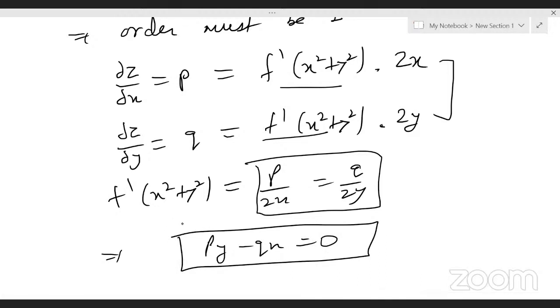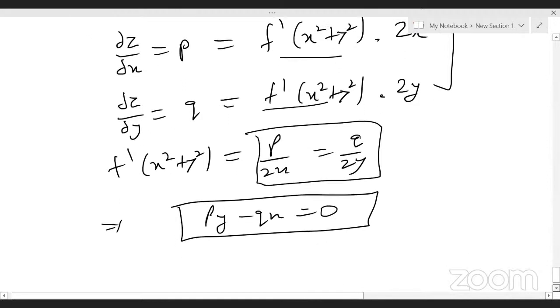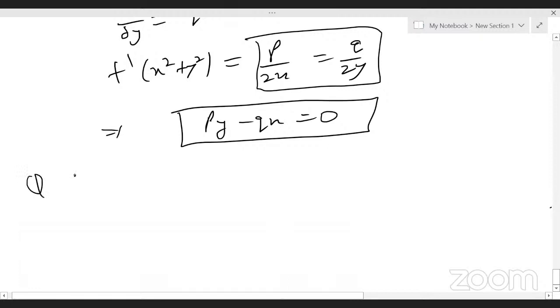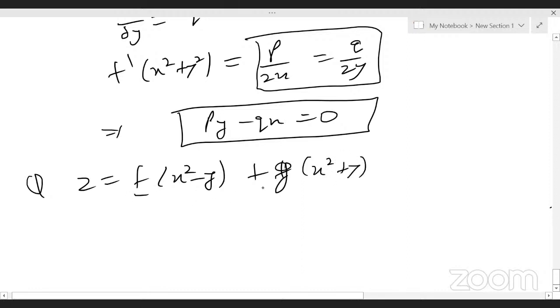Now let's see what if there are two functions. Let's say the question is z is equal to f of x square minus y plus some other function g of x square plus y. Here there are a total of two functions, so the order can be up to 2, that is, you can have r, s, t.